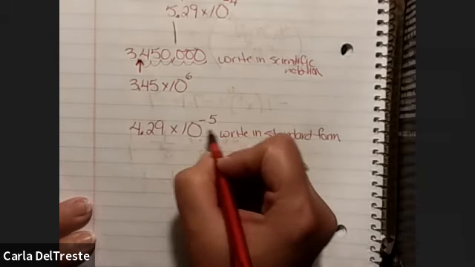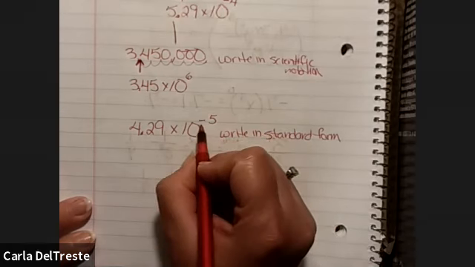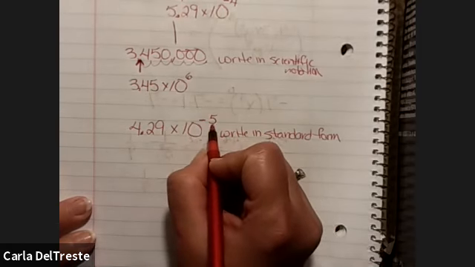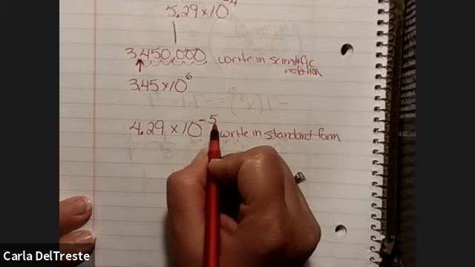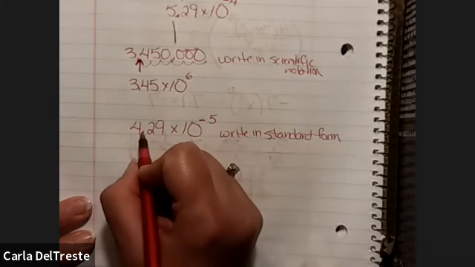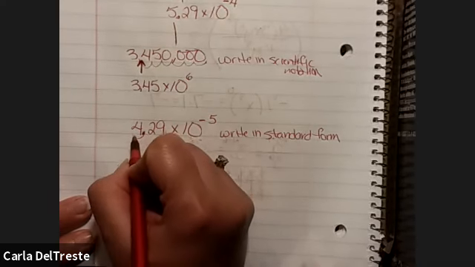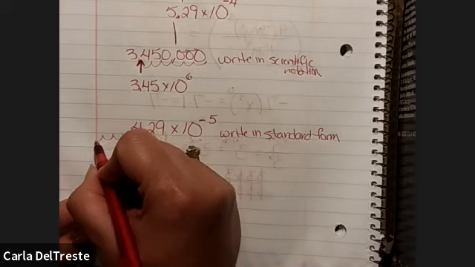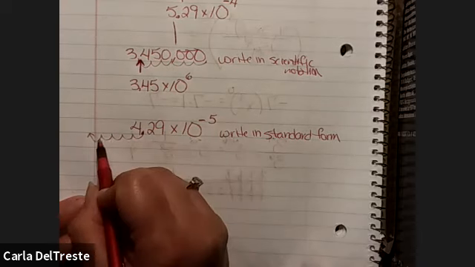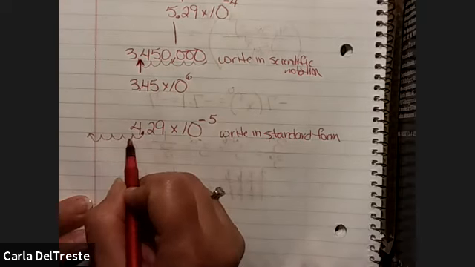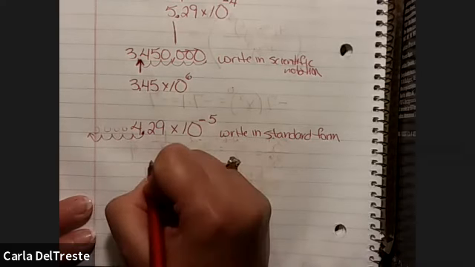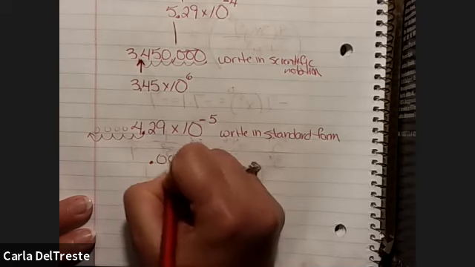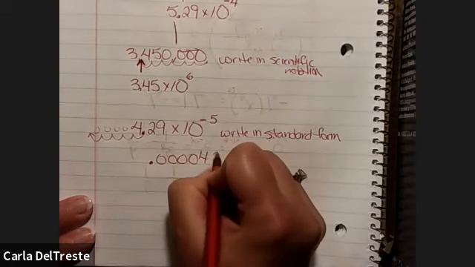What does this tell me? This tells me I'm working with a decimal, okay? Negative 5 is going to be a tiny number. I have to move the decimal point back 5 places. From here, I have to go 1, 2, 3, 4, 5. What happens to these empty spaces? I fill in zeros. So this would be 0.00000429.